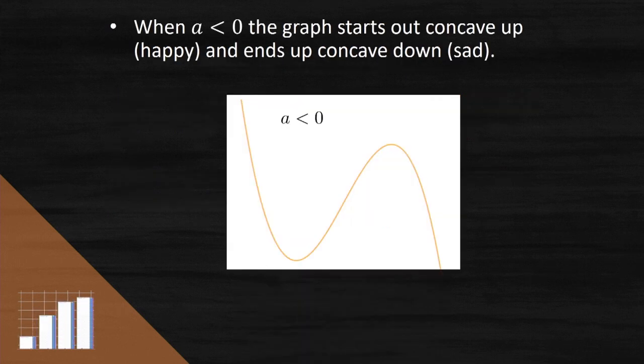If a is less than 0, then you have a graph that starts out concave up and then it ends up concave down. So you can see we start with a local minimum point, and then we end on a local maximum, if we're thinking about the turning points and the shape that we are looking for with this graph. Okay, so when a is less than 0, we get a graph as I've shown you. First we have a local minimum followed by a local maximum.